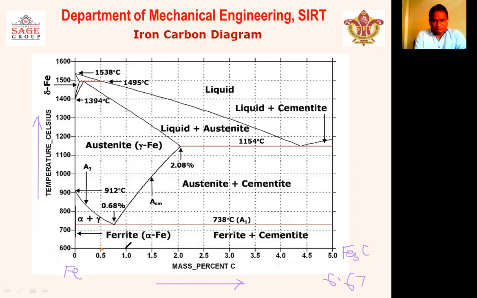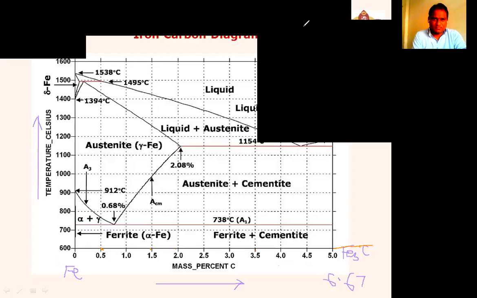Then 1 percentage of carbon, 1.5 percentage of carbon, 2%, 2.5%, 3%, 3.5%, 4%, 4.5%, 5%, after that 5.5, right? This line will extend like this: 5.5, then 6, then 6.5, then 6.7. So like this, you have to show the percentage of carbon on the x-axis.